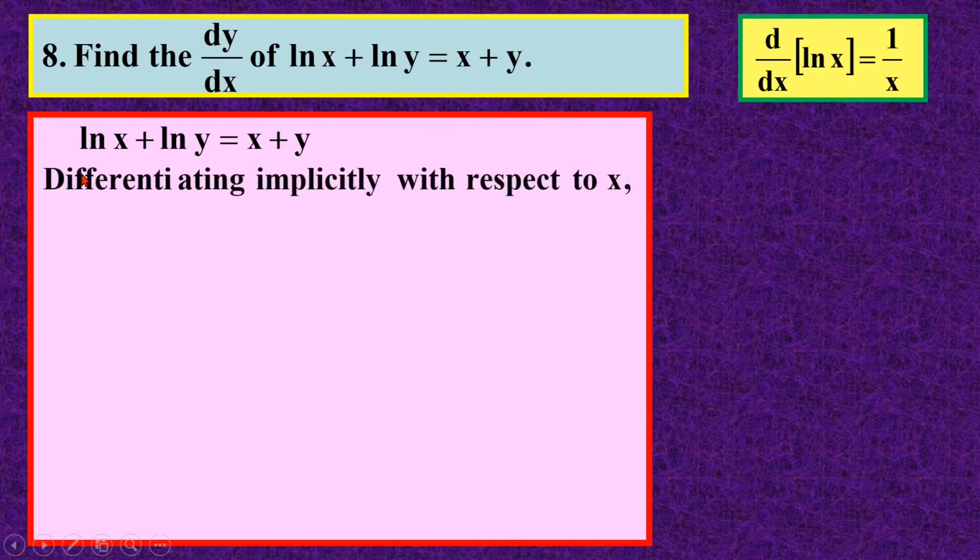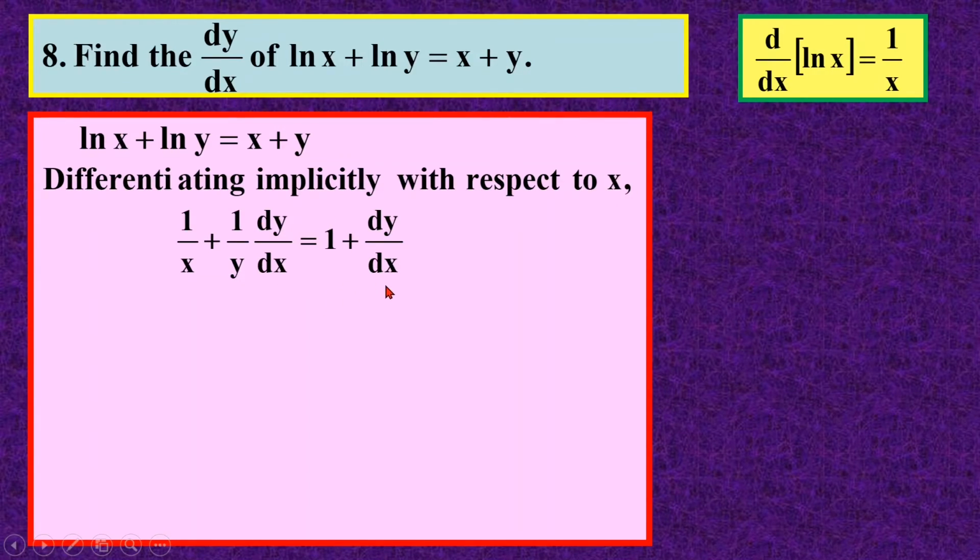So when I differentiate implicitly this equation, I will have 1 over x. And when I differentiate ln y, I will have 1 over y. Because I'm differentiating a y, I have to write dy dx beside it. Then equals to differentiating x, I get 1. Differentiating y, I have 1, but because it is a y, I write dy dx.